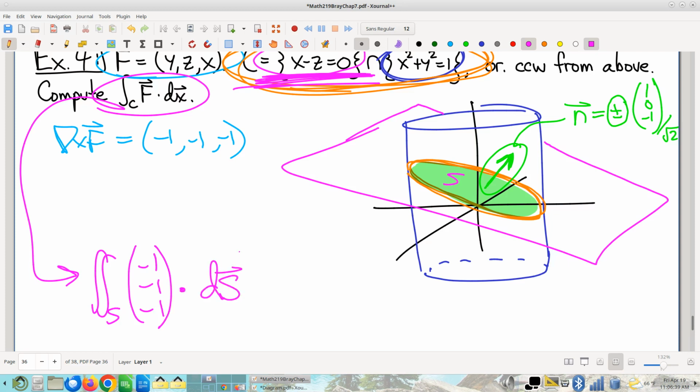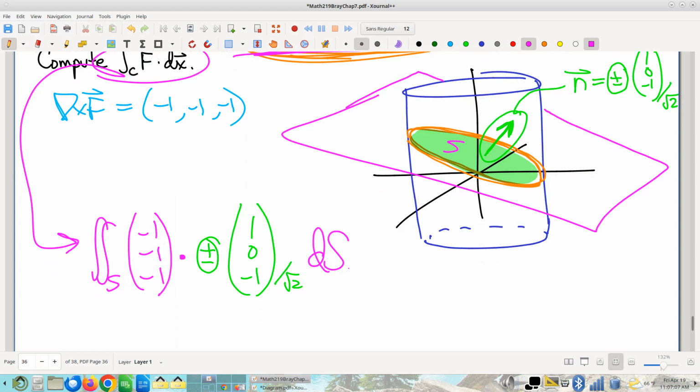We know how to write the dS vector. The dS vector is our normal. Let's see here. So, plus or minus, something we have to worry about. But (1, 0, -1), we have to normalize, square root of 2, and then dS. So here would be my Stokes' theorem calculation.